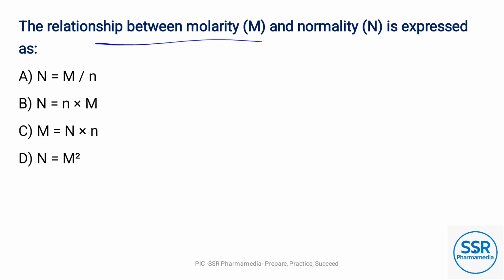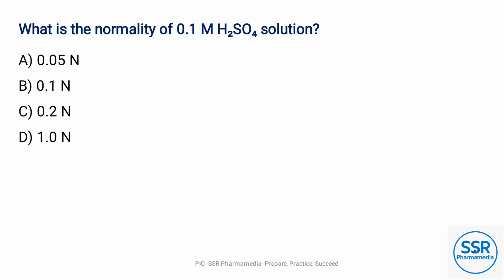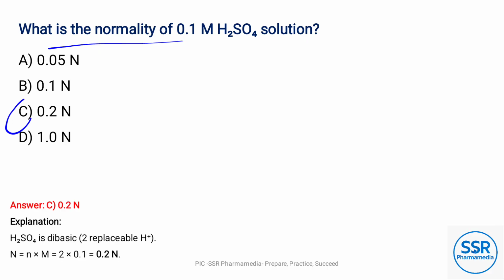The relationship between molarity and normality is expressed as, so option B, capital N is equal to small n into M. Normality is equal to the number of replaceable hydrogen atoms into molarity. What is the normality of 0.1 M H2SO4 solution? So the answer is option C, 0.2 N. Here the replaceable hydrogen atoms are 2. So 2 into 0.1 leads to 0.2 N.